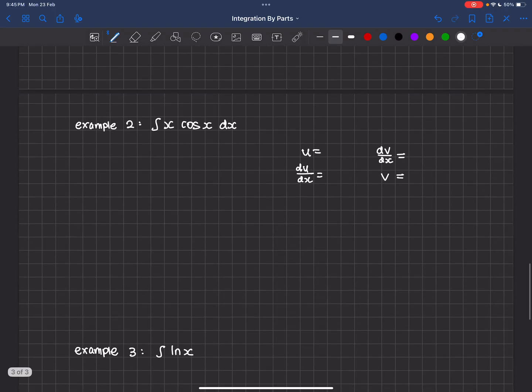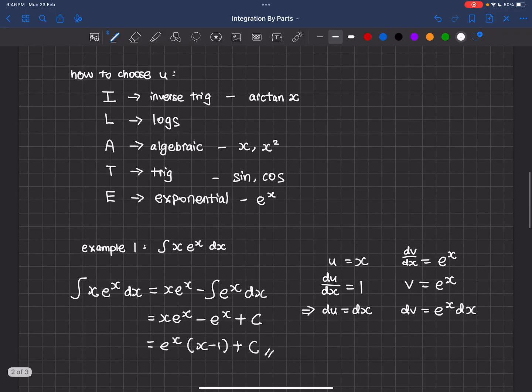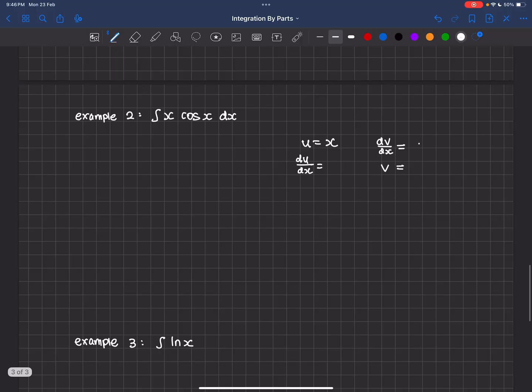Okay, let's look at the second example. What's our u? What's our dv over dx? Well, x is our u, right? Because it goes above cosine. So this one is cosine x. Let's differentiate that. Let's integrate that. So du is dx again, and in this case dv is cosine x dx.